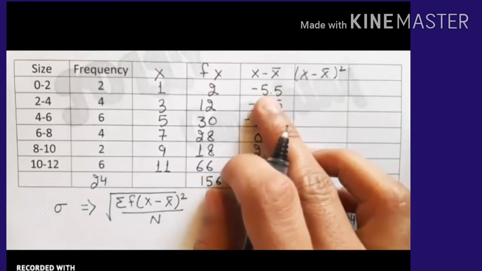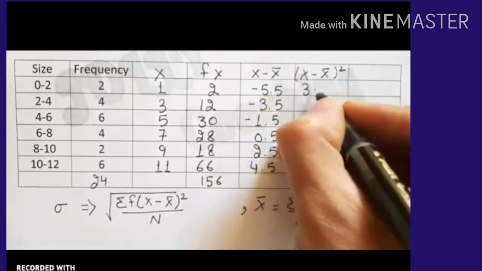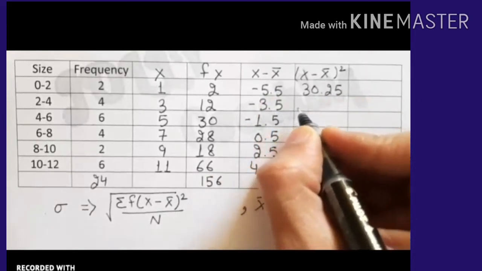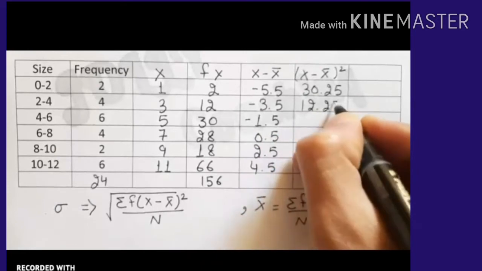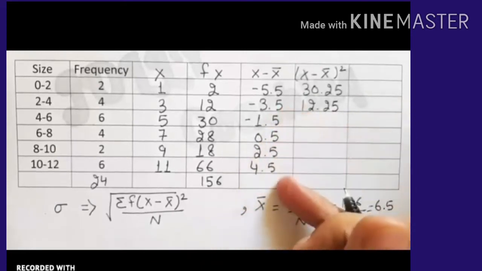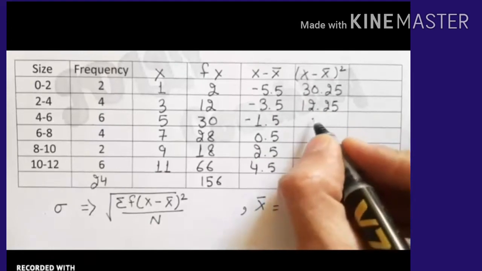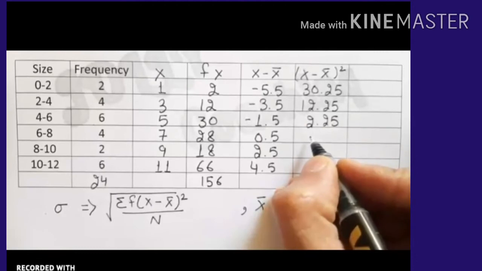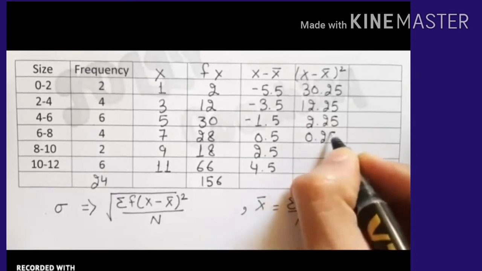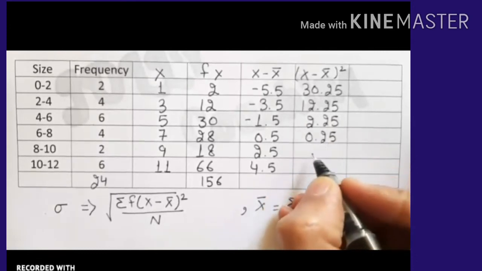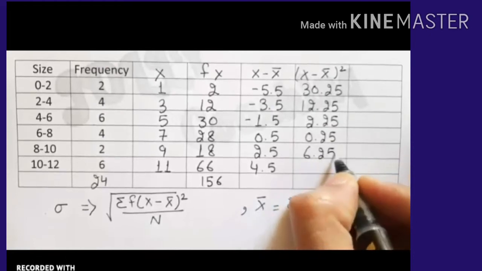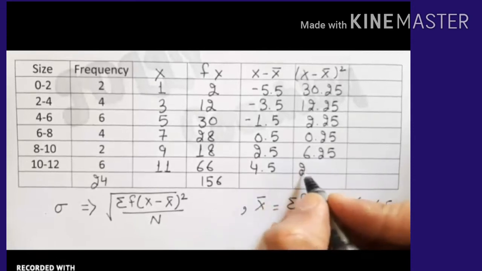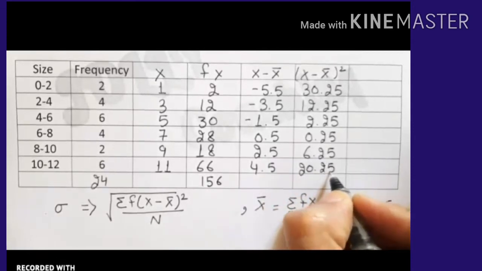The answer is 30.25. Next, 3.5 into 3.5, 12.25. Next, 1.5 into 1.5, it's 2.25. Next, 0.25. Next, 6.25. Next, 4.5 has to be multiplied, that is 20.25.